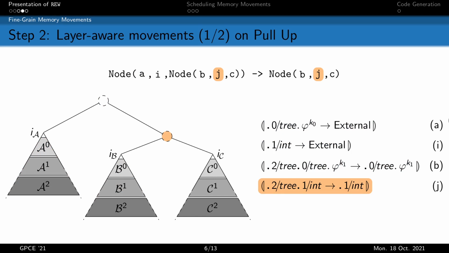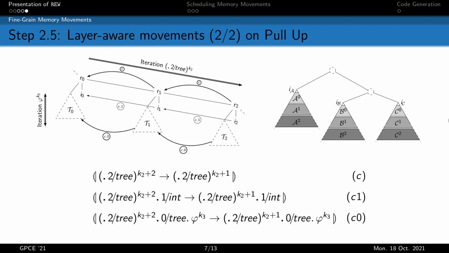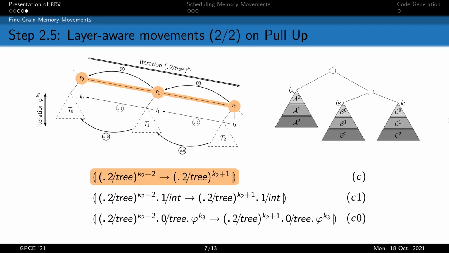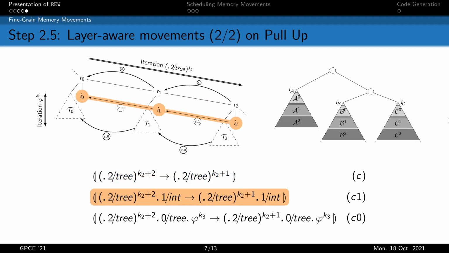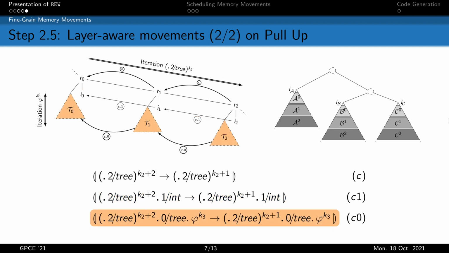So let's see how we do it for C. We can unroll C. When we unroll C, the following roughly appears. First, we move the constructor node one level up. That's why you can see in the rule that k2 plus 2 becomes k2 plus 1. Next, we do the same for the integer. And now we can move the subtrees along the rough way.